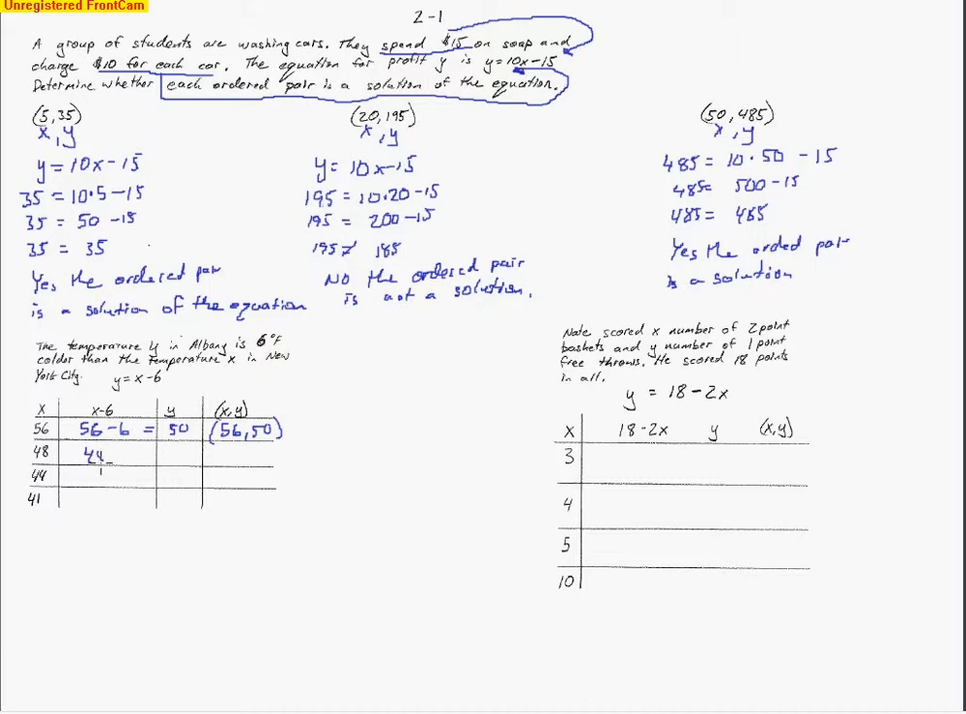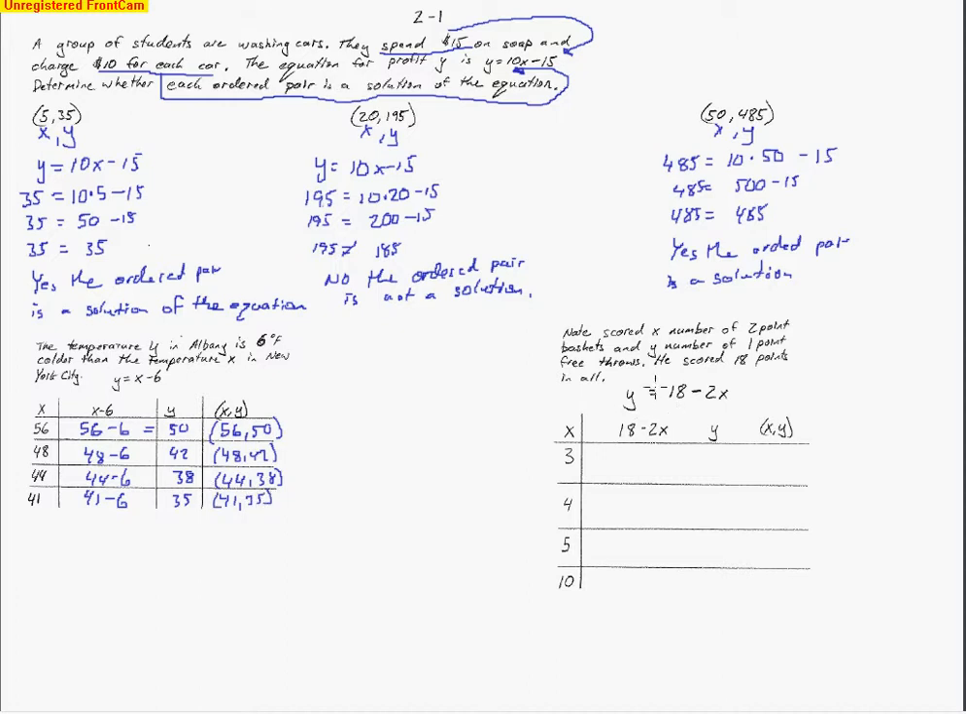So if it was 48 degrees in New York City, take away 6 degrees, and that would end up giving us 42 degrees. So we'd write the ordered pair, (48, 42). Same thing if it was 44 degrees in New York City, take away 6 degrees to find the temperature in Albany, New York, which would be 38. So (44, 38). And the last one, 41 degrees, and take away the 6 degrees to find out the temperature in Albany, which would be 35. So (41, 35).